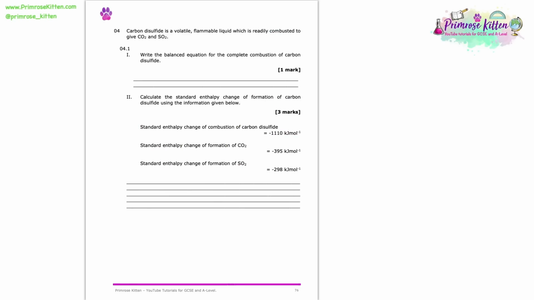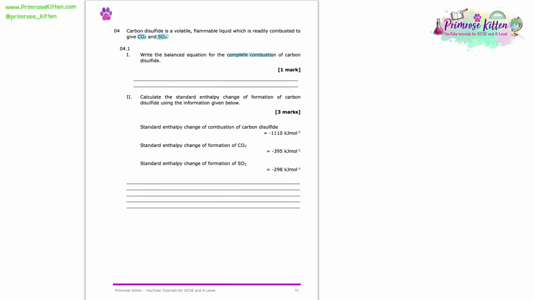So here we're told that carbon disulfide is a volatile, flammable liquid which is readily combusted to give carbon dioxide and sulfur dioxide. And here we're asked to write the balanced equation for the complete combustion of carbon disulfide. So this is quite different to a lot of the combustions we've done in the past, whereby it's just hydrogen, oxygen and carbon. Here instead we have sulfur as well. And that's why they've given us that little hint in the question about how when we combust it, we make carbon dioxide and sulfur dioxide.